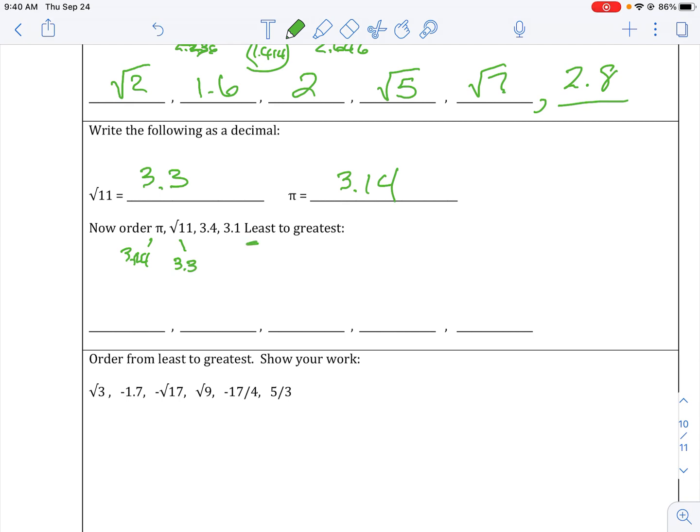So now I need to go least to greatest. Here we go. The smallest of all of these numbers is just going to be 3.1. That is smaller than 3.14. 3.14, that 4 is greater than 0. So next would be pi. So I have 3.1. I've got pi. And then the square root of 11 is the next smallest. And then 3.4 is my largest number in that set. I should have brought that up there, huh?